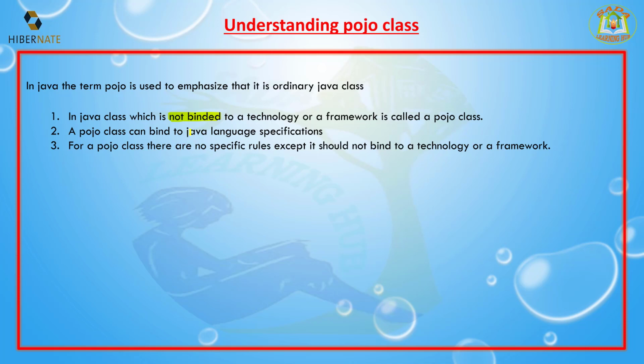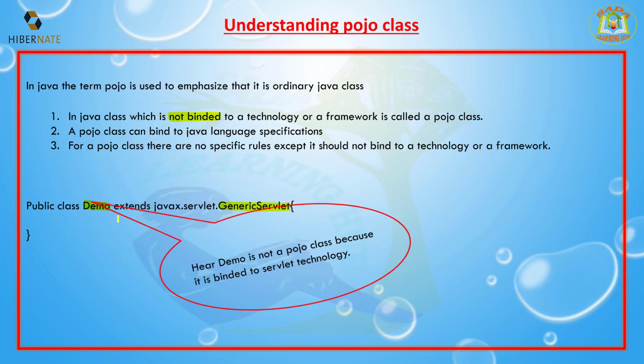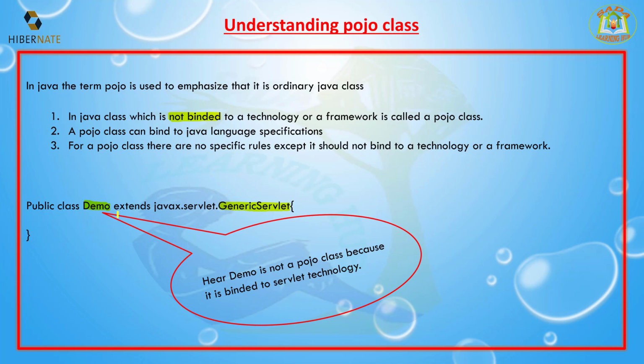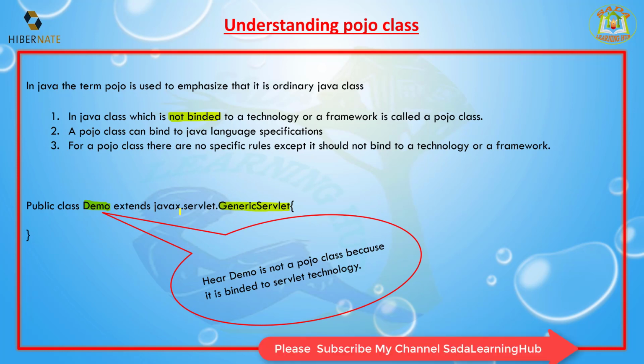Now, I will show you some examples related to a POJO class. I'm creating a class called Demo class. This Demo class I'm extending from the GenericServlet class. Now, this Demo class is not a POJO class. Why? Because the Demo class is extending from the servlet technology. That's why the Demo class is not a POJO class.